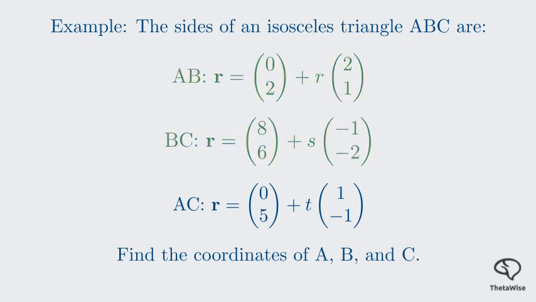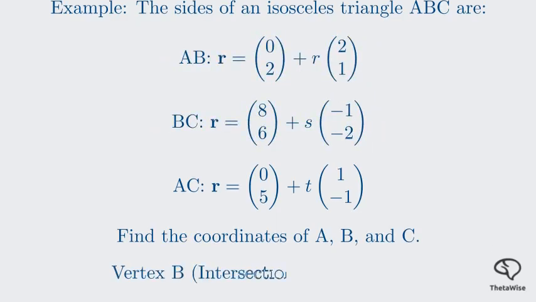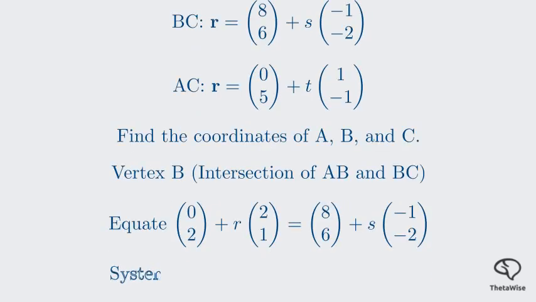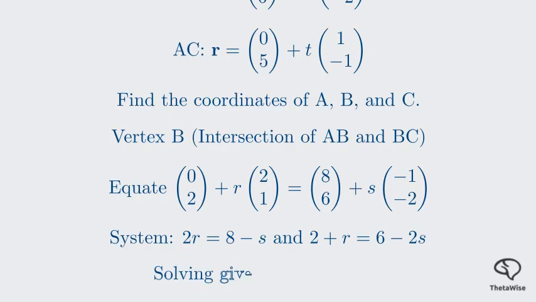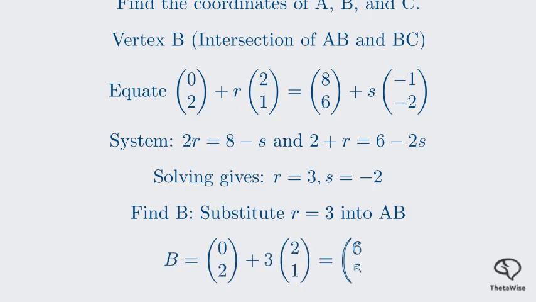Let's find vertex B first by intersecting lines AB and BC. Setting the equations for AB and BC equal gives us a system for parameters r and s. Solving this system gives r equals 3 and s equals 2. Now we substitute r = 3 back into the equation for line AB to find point B. Point B is (0, 2) plus 3 times (2, 1), which is (6, 5).